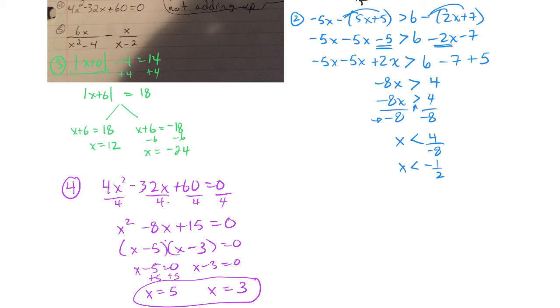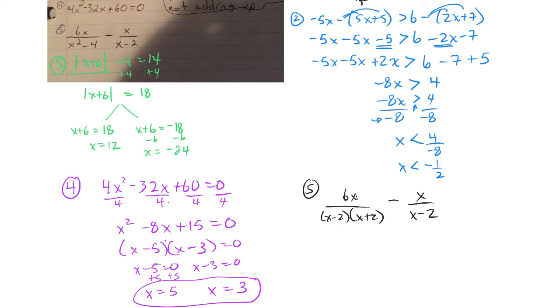Okay, and last but not least, number 5. I have 6x over x squared minus 4. I'm just going to factor that. That's a difference of squares. It's x minus 2, x plus 2, minus x over x minus 2. Oh, it doesn't look like it's an equation. It looks like it's just simplify.